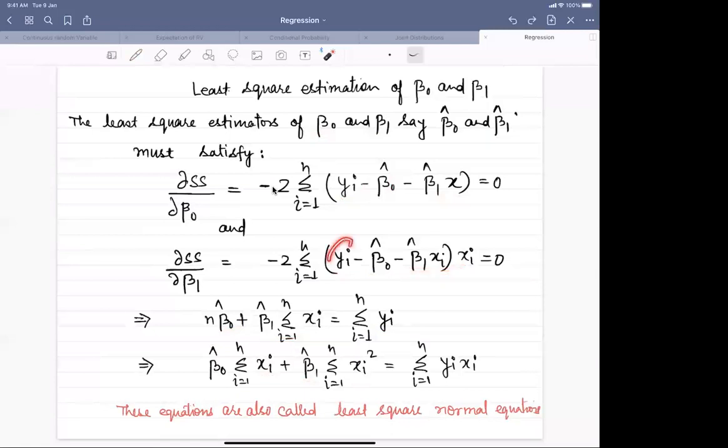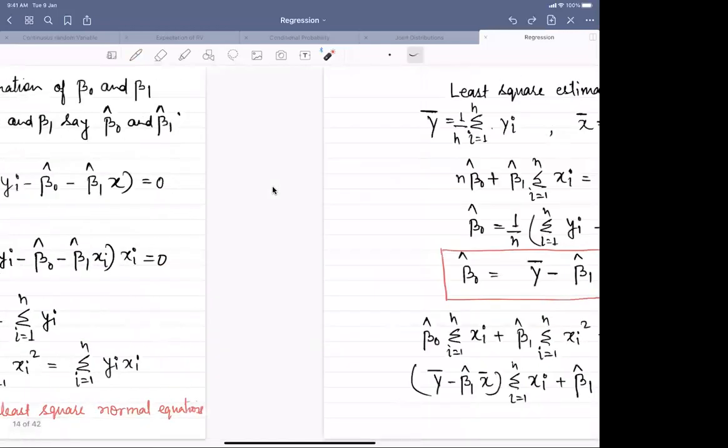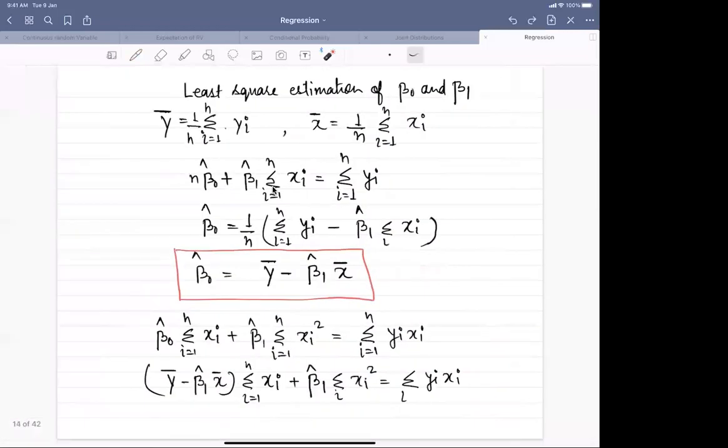And then we take this term on the other side, so summation over i = 1 to n yi xi. These equations are called least square normal equations, or sometimes just normal equations. We will use these equations to estimate beta naught cap and beta 1 cap. So we have two equations and two unknown variables, so that is easy to solve. But before that, we defined the sample mean.